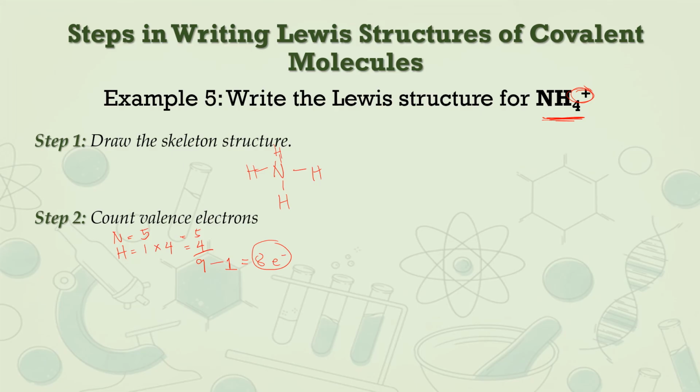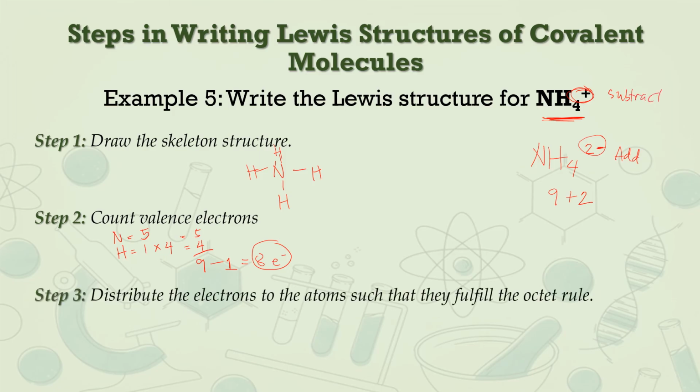So what if it's NH4 2 negative? Since the charge is 2 negative, it's a negatively charged ion. That means it gained electrons. So if originally the valence electron total is 9, you just have to simply add 2. So again, if the charge is negative, you add. If the charge is positive, you subtract.